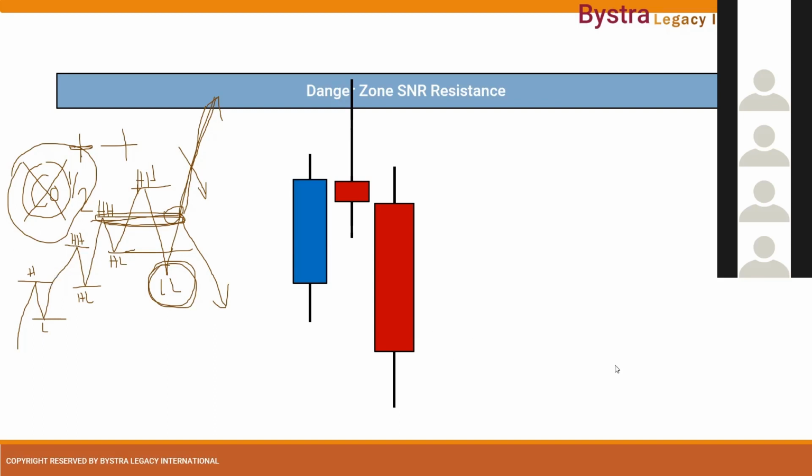Any more guesses? No stress. Okay, so the answer is it must touch the danger zone SNR first. Yes, it always must touch the danger zone SNR first. So if, let's say, we mark this zone as our danger zone SNR, and the price didn't touch this danger zone, and it does, for example, I'm going to make here a bearish engulfing. So this is a bull candle, BU. So this is a bear candle, BE.